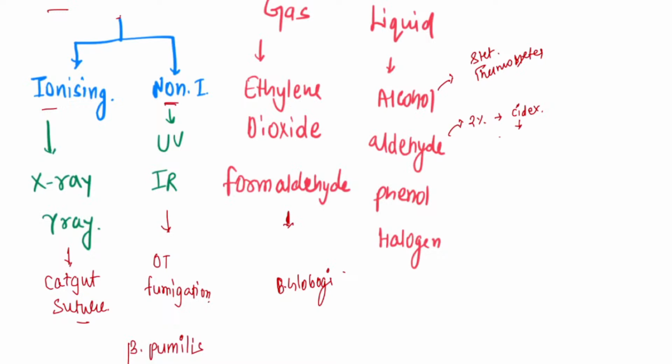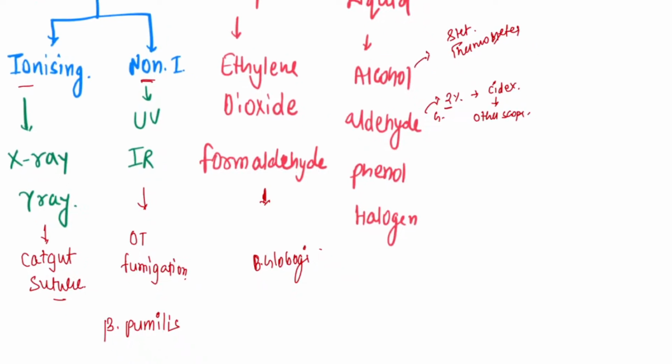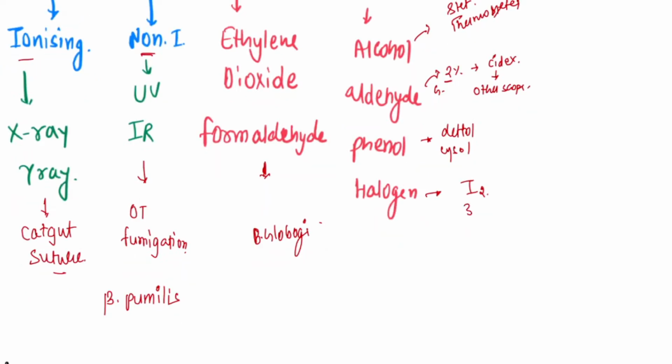For all other scopes we are using this particular thing. Other scopes, laryngoscope, all other scopes, we are using 2% glutaraldehyde, that is known as Cidex. You will find it in the market by the name Cidex. Next we are having phenol like Dettol and Lysol. And lastly we are having halogen. Halogen will be including your iodine, betadine, and your most important, the question that has been asked is sodium hypochlorite.